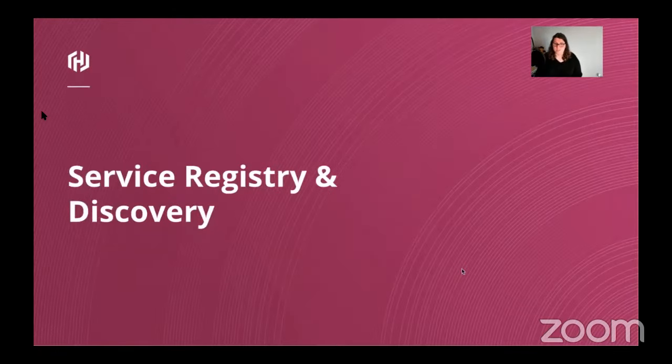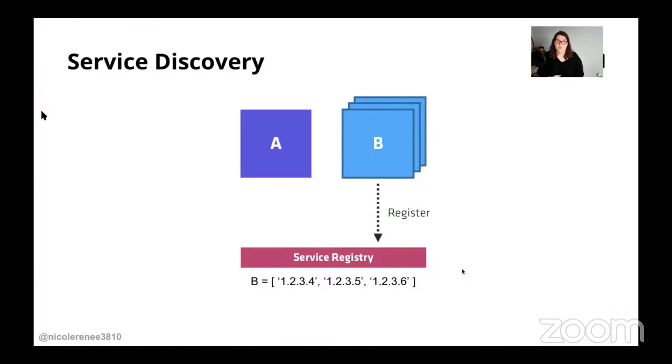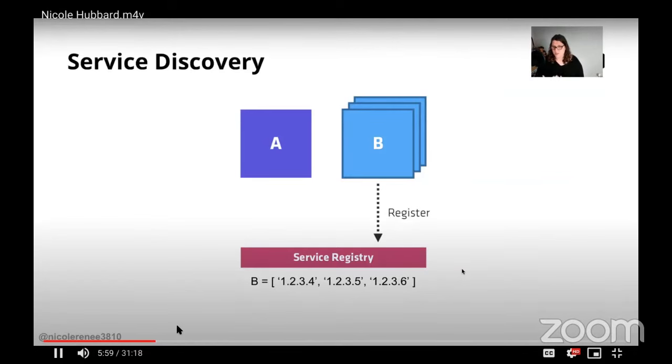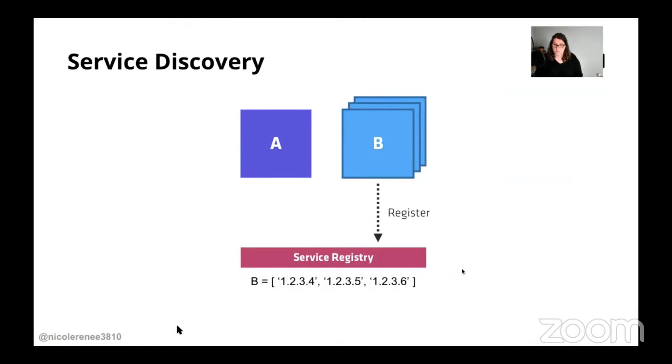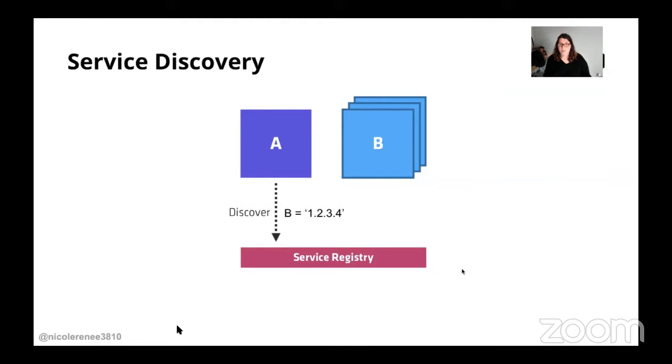So let's start with service discovery and the other important piece to that, the registry of your services. In our case here, we've got our service A and service B, and service B is starting and it's going to register itself with the service registry. And so now the service registry knows that service B is available at these 3 IP addresses. When service A wants to talk to service B, service A is able to ask the registry, hey, where can I find service B? The registry then returns, hey, you can talk to B at 1.2.3.4. That's just one of the 3 addresses, but it's the one that was returned.